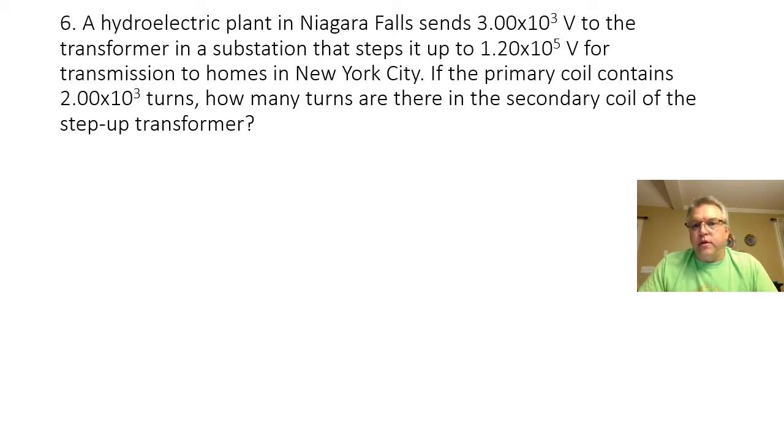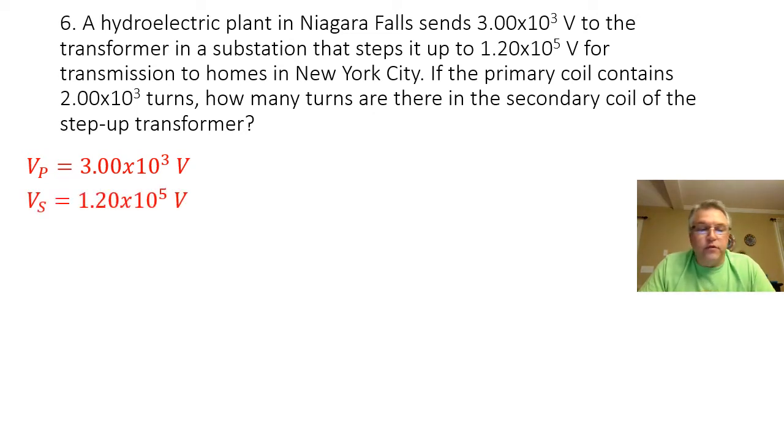So we are stepping the voltage up from 3,000 volts to 120,000 volts. Let's take a look and see what we are given. The primary voltage is 3,000 or 3.00 times 10 to the third volts. The secondary voltage, or the voltage coming out of the transformer, is 1.20 times 10 to the fifth volts, or 120,000 volts. The number of turns on the primary coil is 2.00 times 10 to the third turns, or 2,000 turns, and we're looking for the number of turns on the secondary coil of the transformer.